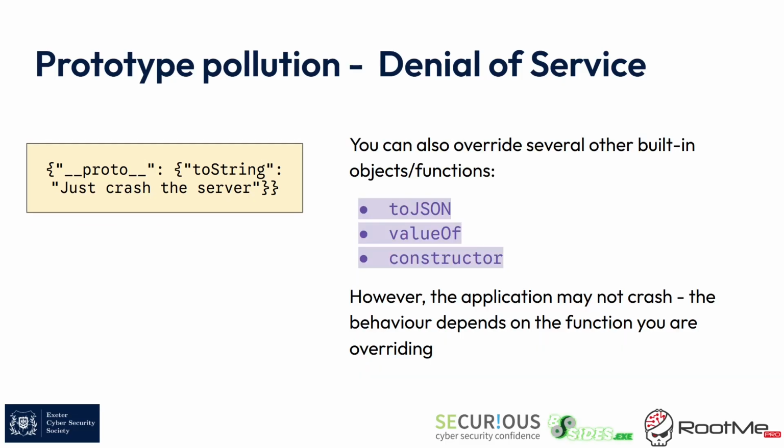And so here are other built-in objects and functions that you can try and override. So things like toJSON, valueOf, and constructor. But depending on which function you choose to override, it doesn't necessarily mean the application will crash. The behavior entirely depends on the function that you are overriding.